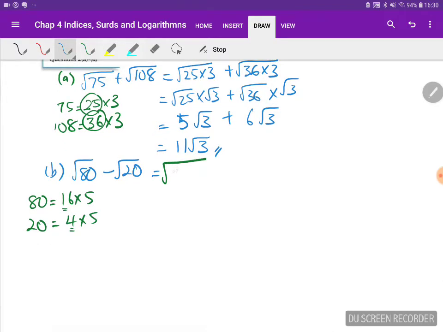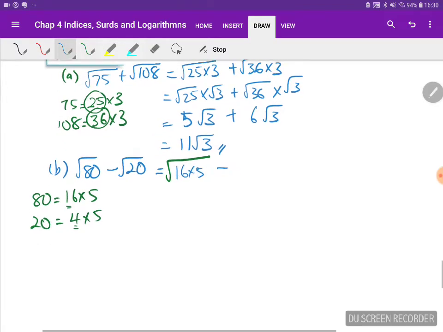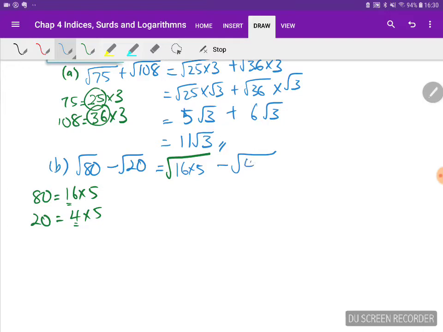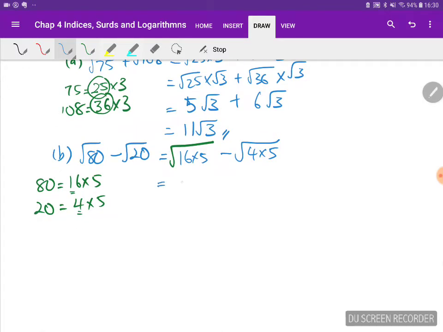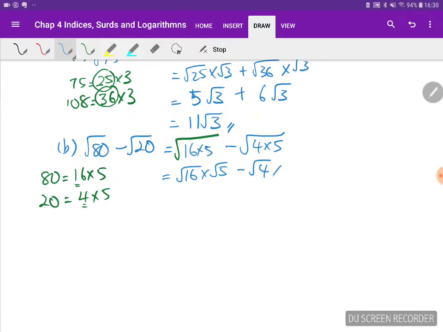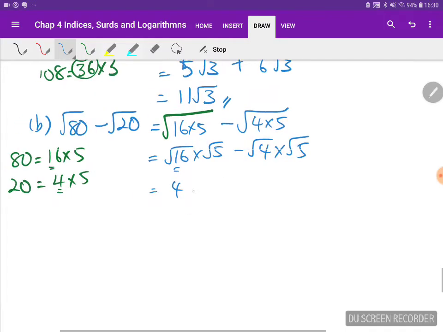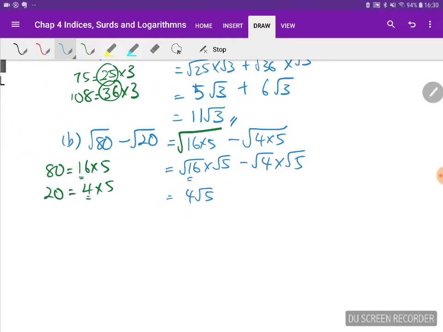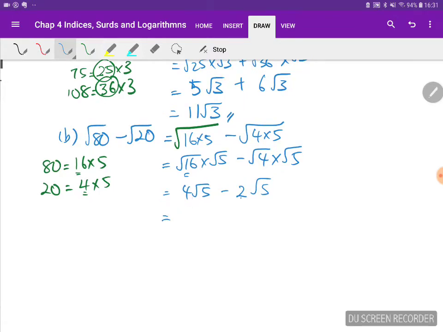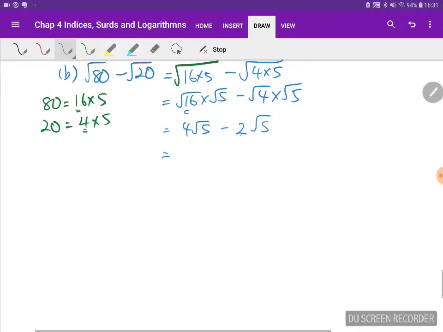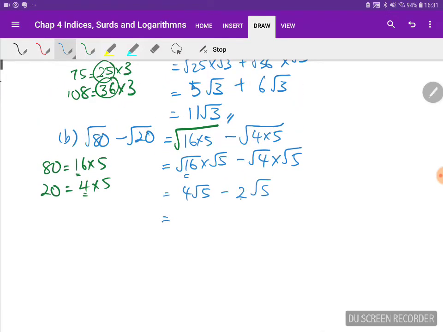So square root 80 is square root 16 times 5 minus square root 4 times 5. So it's square root 16 times square root 5 minus square root 4 times square root 5. The square root of 16 you know is 4. 4 times square root 5 is 4 square root 5 minus 2 square root 5. So how do I get the 2? It's square root 4. So 4 square root 5 minus 2 square root 5 is the same as 4x minus 2x. Your answer is 2x, right? So this is 2 square root 5.